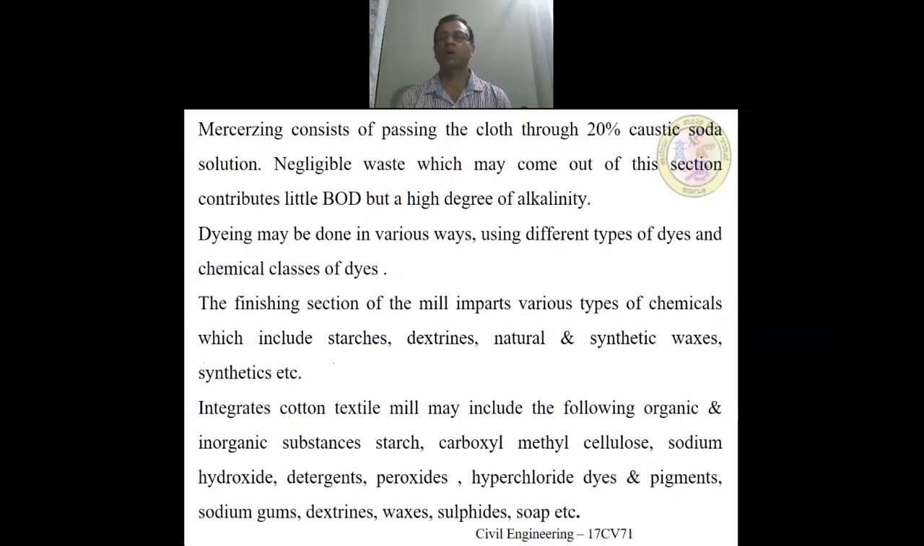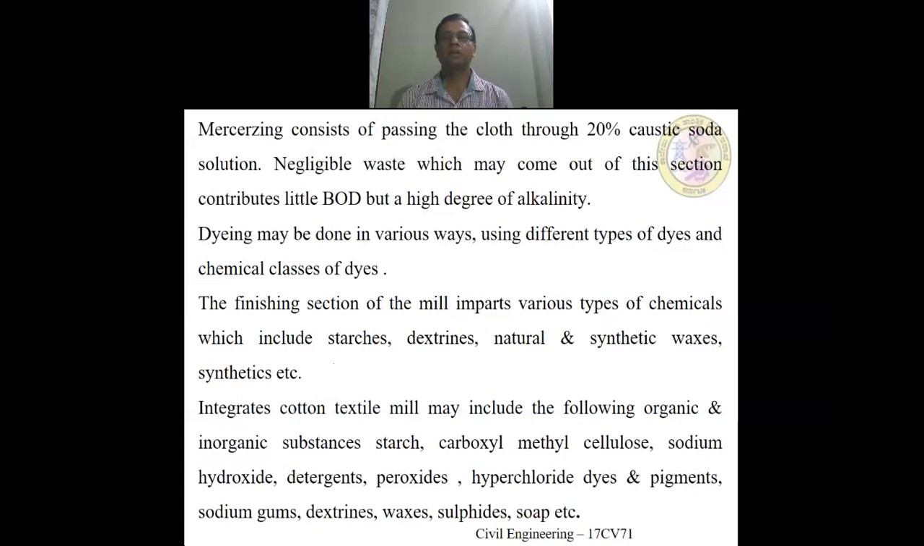Mercerizing consists of passing the cloth through a 20% caustic soda solution. A negligible waste may come out from this section, contributing little BOD but a high degree of alkalinity. This process is used to strengthen the yarn. So fiber has to be strengthened by passing through caustic soda.